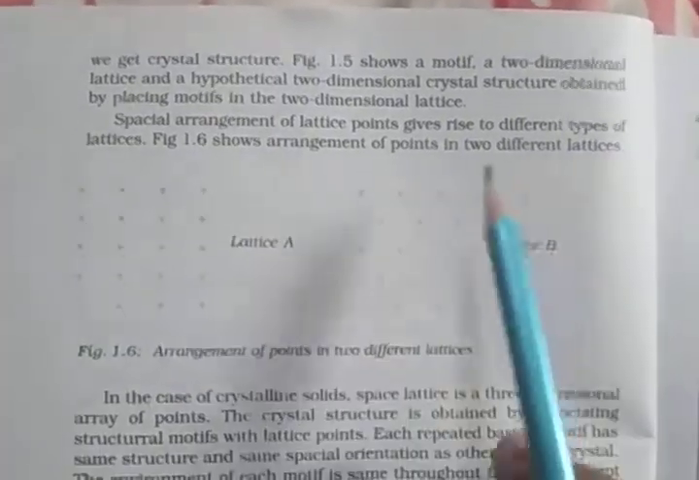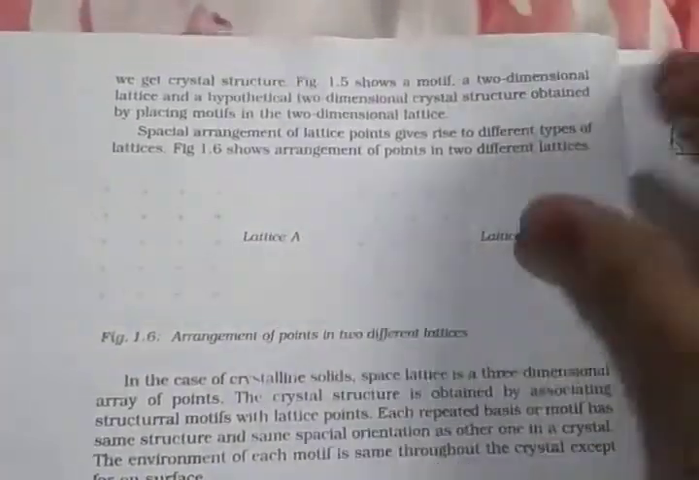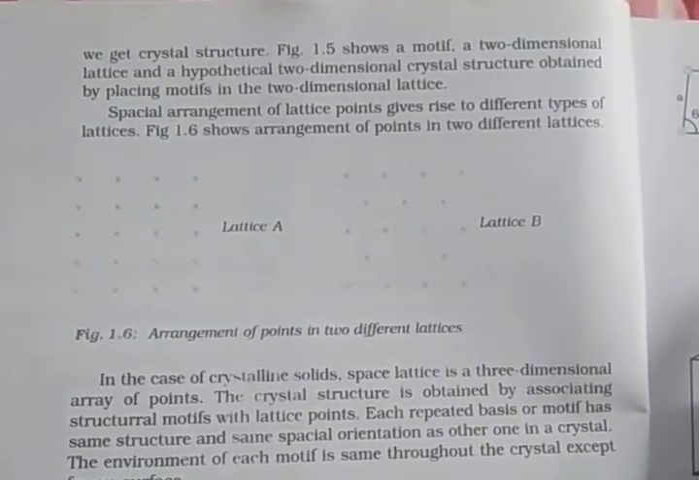So finally, the two-dimensional lattice and the hypothetical two-dimensional crystal structure are obtained by placing the motif in the two-dimensional lattice.